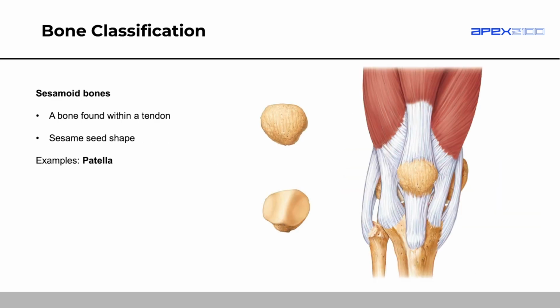And then finally, we have another type of bone called a sesamoid bone. And a sesamoid bone is a very special type of bone because it's a bone found within a tendon. And the only example of this is the patella. And you can see the patella, it's a little sesame seed shaped bone, and it's within that quadriceps tendon. So where the quadriceps come down and attach into your tibia, we actually have the patella lying within that tendon.